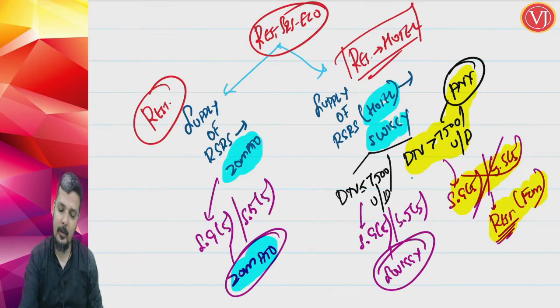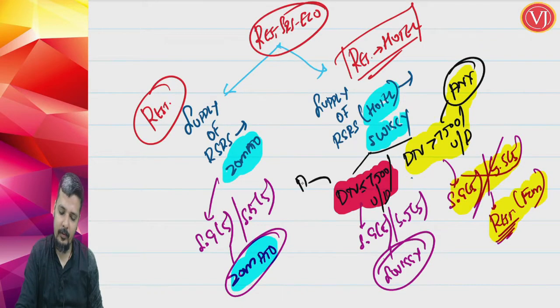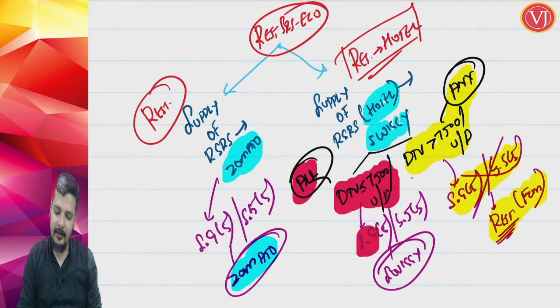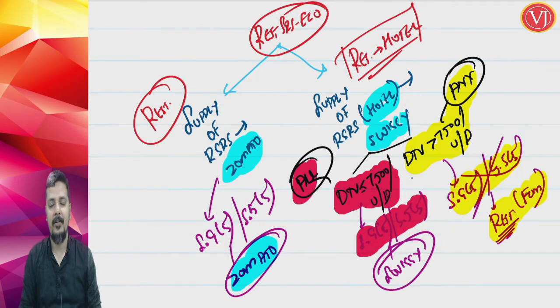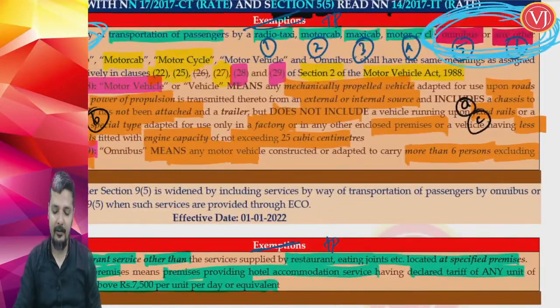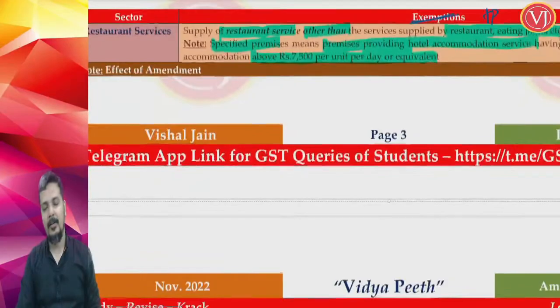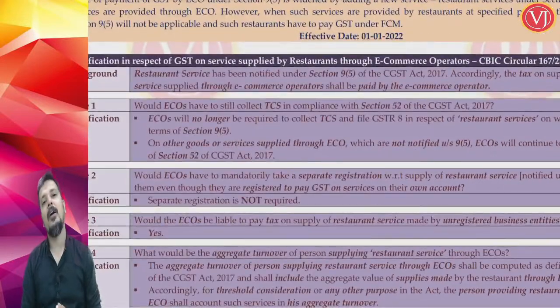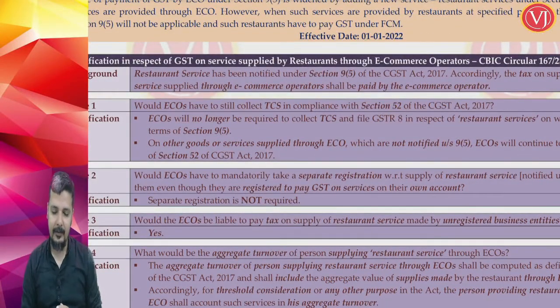But if the declared tariff value of all the rooms, now it is not any, all the rooms, is less than or equal to 7,500 per unit per day, you have checked all the rooms and found that the declared tariff value is less than or equal to 7,500 per unit per day, then friends, it is covered in section 9(5), section 5(5) of CGST Act, IGST Act respectively. ECO will pay GST, Swiggy will pay GST. So that is the basic understanding of your new entry in section 9(5) of CGST Act read along with section 5(5) of IGST Act. Now when this new entry came in, there were a lot of doubts which were raised, and these doubts have been clarified as well. Now what were the doubts that were raised?